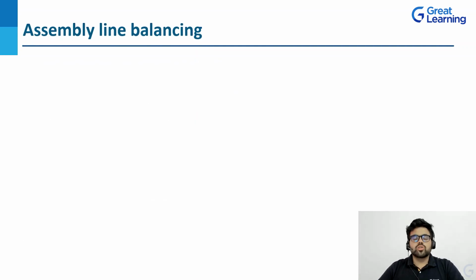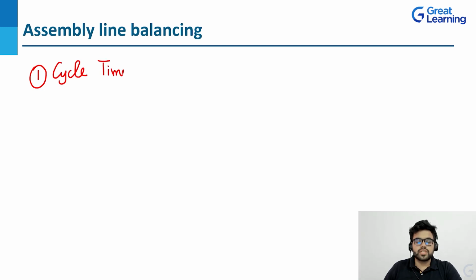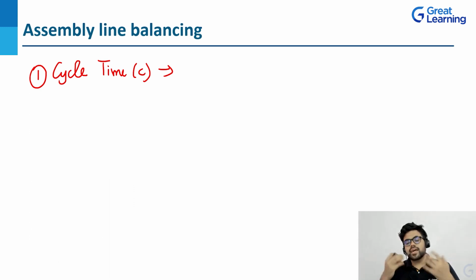All right, now let's talk about the terms that we are using. First is the cycle time. Now what exactly is the cycle time? This is represented by the letter C. This is the maximum time that is allowed for work on a unit at a particular station. So what does this mean? This means the time that is required for one particular activity to be completed when the work comes to the system and goes out of the station, right? So that is called the cycle time.